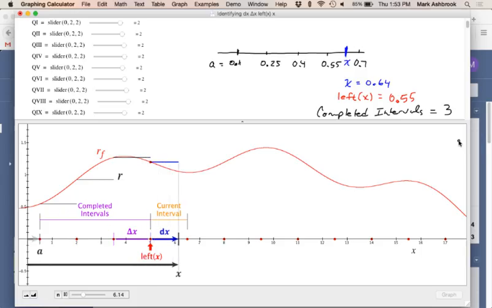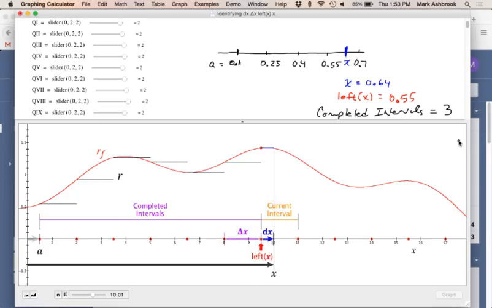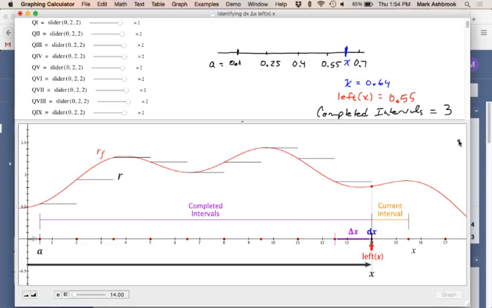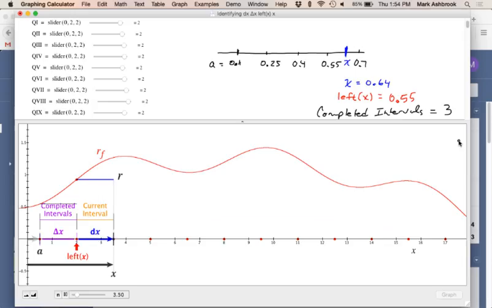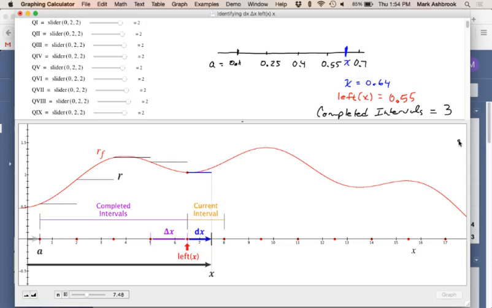That was my first question: how many of the completed intervals does it take to get to that point? We've got a set of completed intervals. How many of them do we go across to get to that point? How many of them? Half of them? 90% of them? All of them.